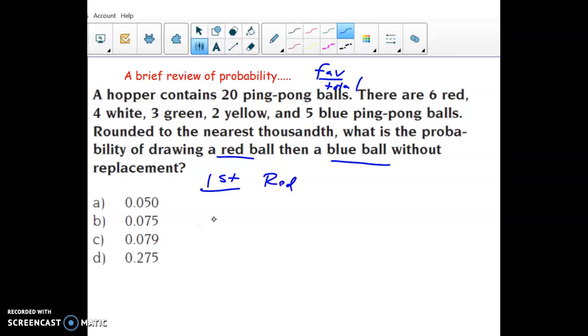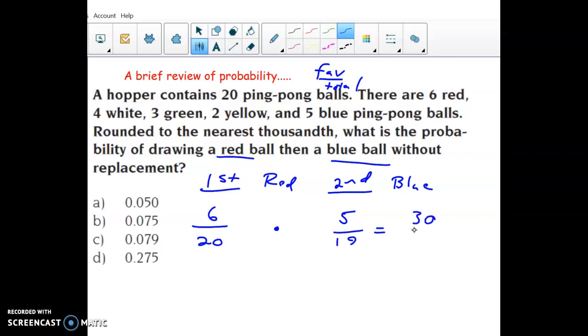And so basically there are, let's see, 6 red out of 20 total. Okay, the second ball we want to be blue. And so when we draw the second ball, if it's without replacement, that means we have 19 balls left, and the blue ones are still 5, right? Because we drew a red one, hopefully on the first try. So the second one is 5 out of 19 blue if we drew a red one on the first one. Okay, so the chance of both of these things happening, multiply them together.